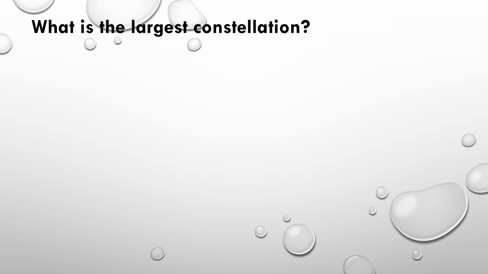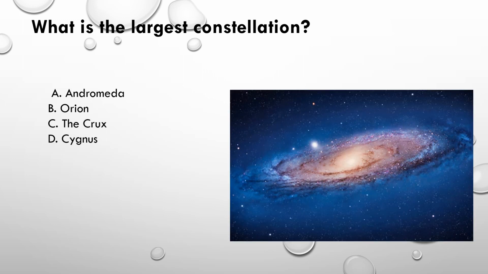What is the largest constellation? A. Andromeda. B. Orion. C. The Crux. D. Cygnus. The answer is Andromeda. Okay? So, good luck kids to your exam.